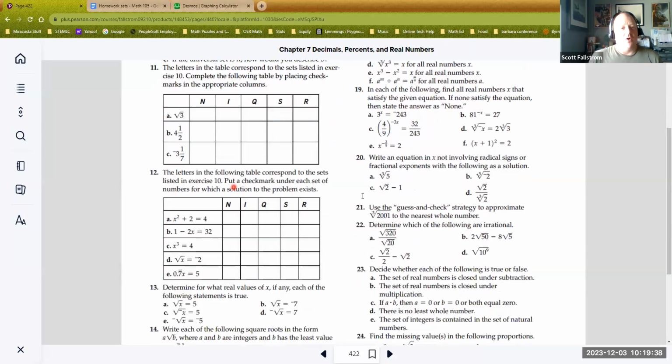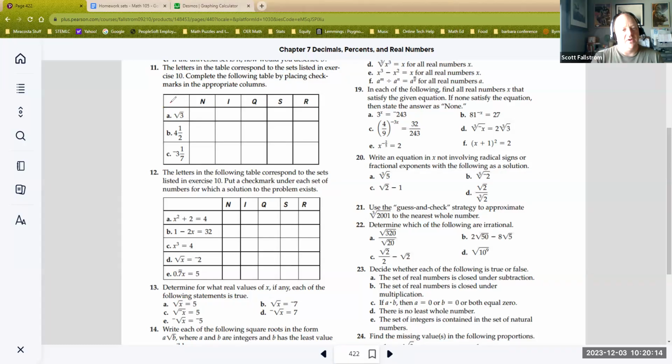Let's see here, 11. Oh, got it. So 11 and 12 are very similar. You are tasked with finding which set a number is in, and then which set the solution is in. Like down here, there'd be a solution to these. So let's start with a different one, like the number 5. If I start with the number 5, 5 is a natural number. It's an integer. It can be written as 5 over 1, so it makes it rational. And because it's rational, that makes it real. Because it's rational, it cannot be irrational. So that would be the markings that I would put down for the number 5.